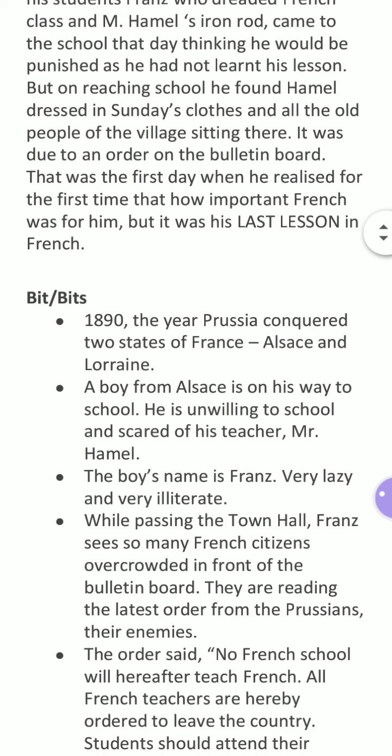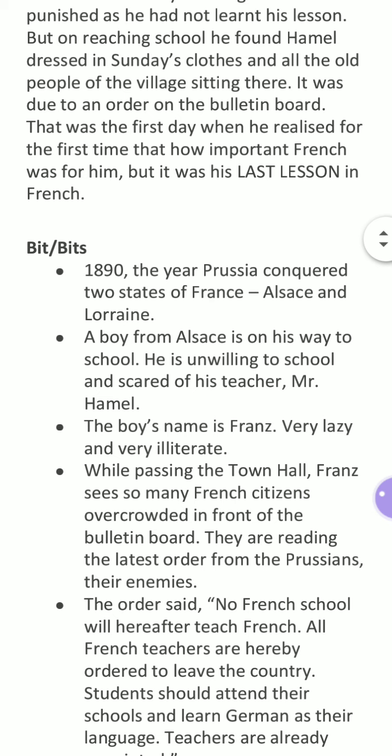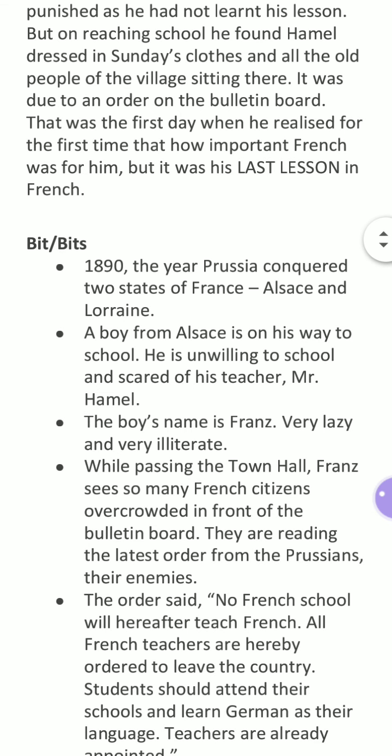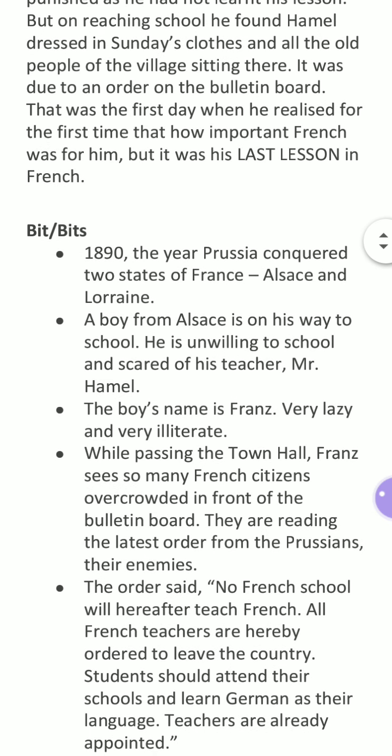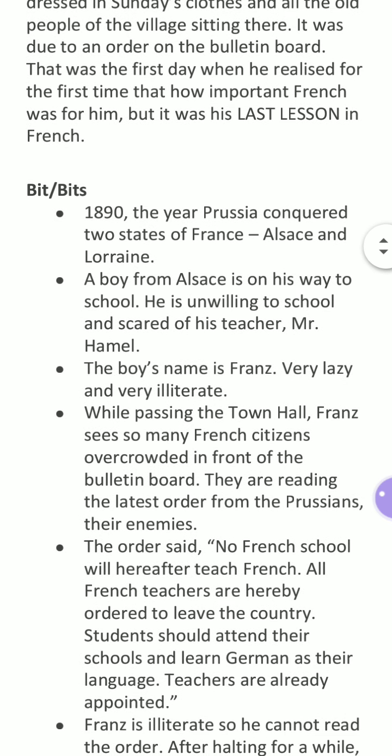But on reaching the school, he found Hamel dressed in Sunday clothes and all the old people of the village sitting there. It was due to an order on the bulletin board. That was the first day when he realized for the first time how important French was for him. But it was his last lesson in French. So actually, nothing happens in this story.